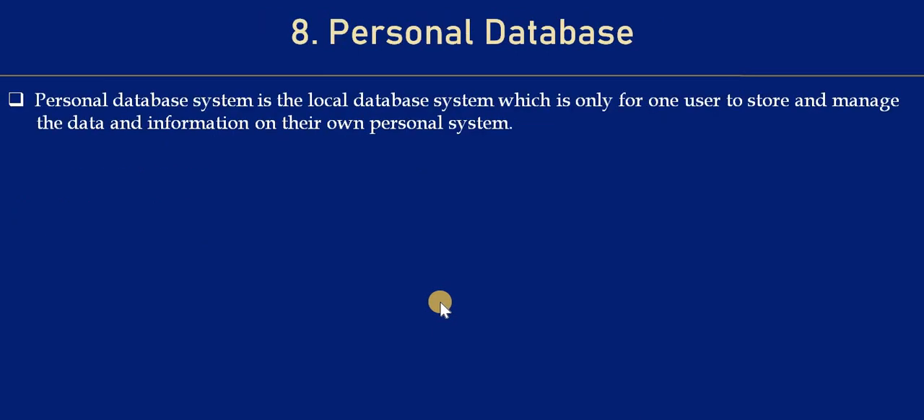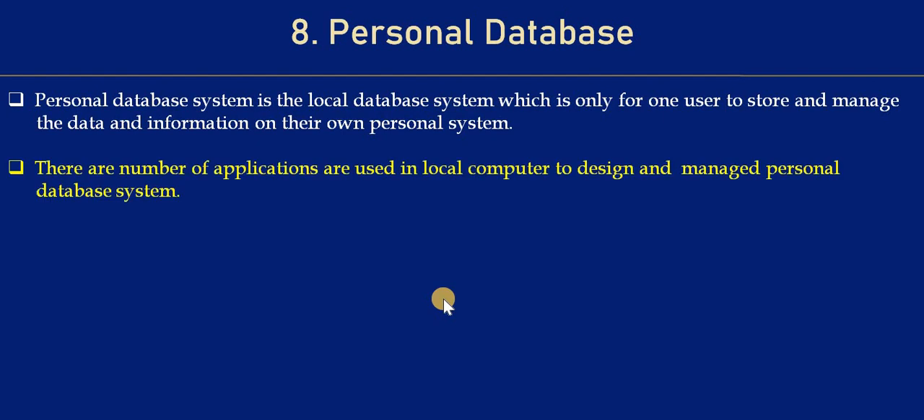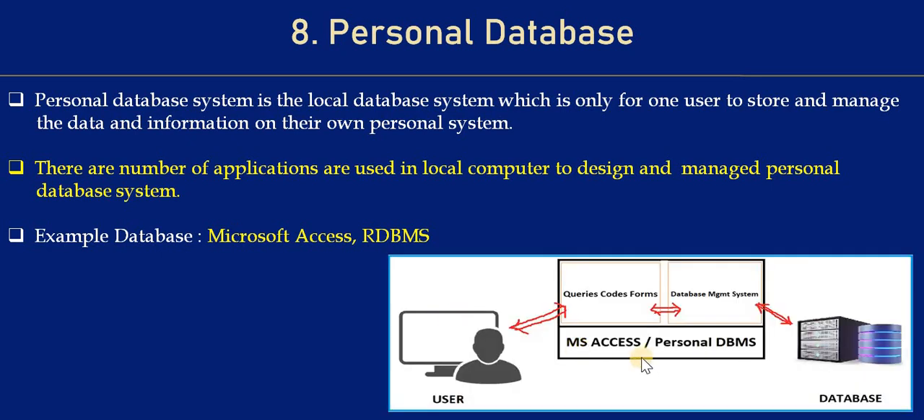The next one is personal database. A personal database system is a local database system which is only for one user to store and manage data and information on their own personal system. A number of applications are used on a local computer to design and manage the personal database system. Example databases: Microsoft Access and RDBMS. Here we can see a diagram. A personal user, maybe having MS Access or a personal DBMS system.